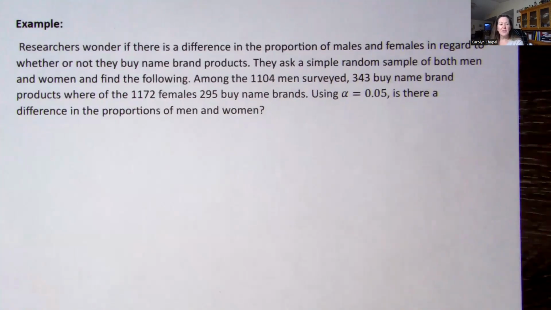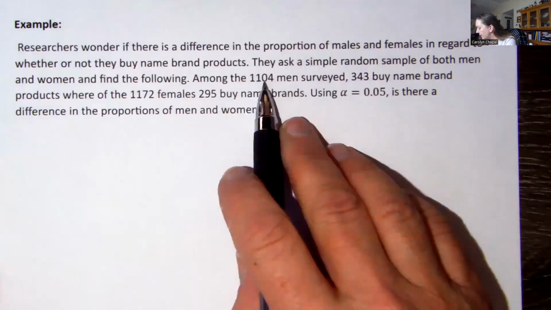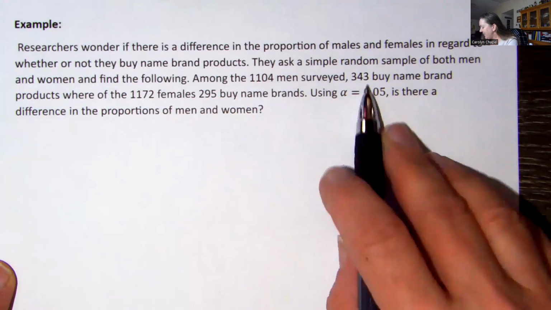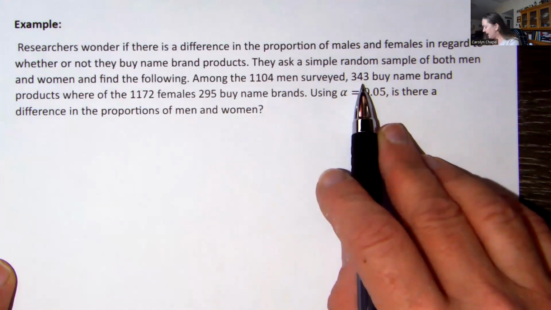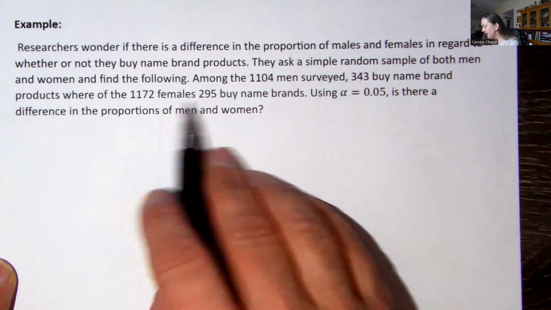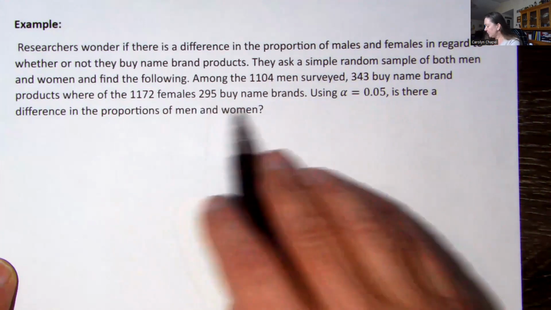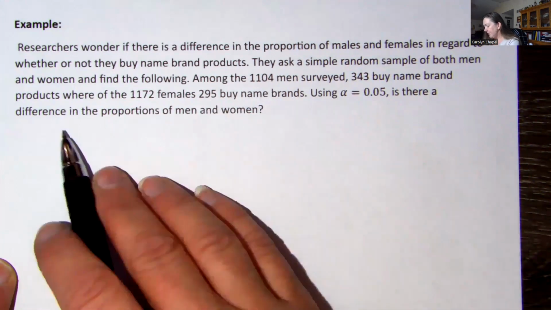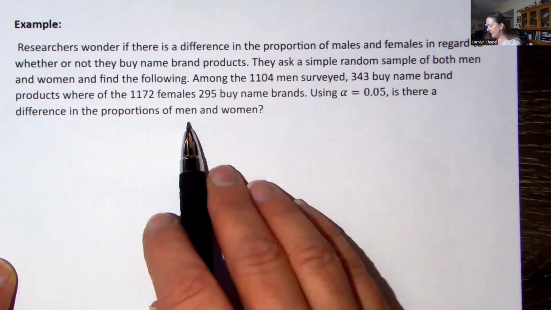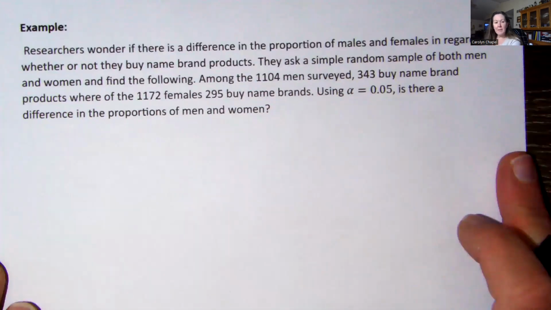So here we have, researchers are wondering if there's a difference in the proportion for males and females regarding whether or not they buy name brand products. They take simple random samples of both men and women and find the following. Among 1,104 men, 343 of those bought name brand. Here's the number of women they surveyed, 295 bought name brands. We're supposed to use alpha 0.05 to see if there is a difference between the men and the women. So I'm doing a hypothesis test.